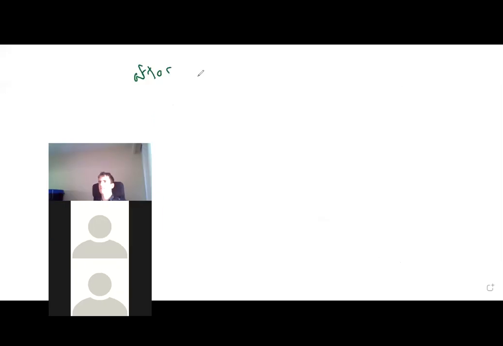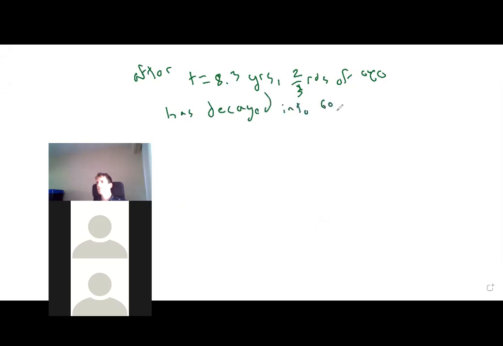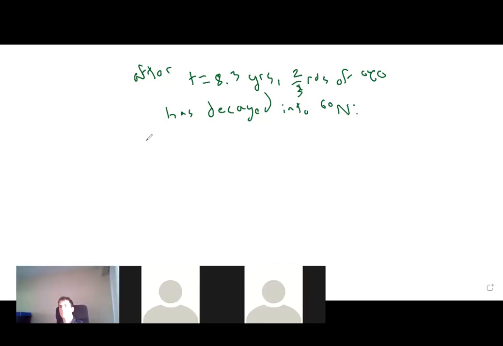Okay, so basically, right after all that time has passed, which was about 3 years, I think, 2/3 of the cobalt 60 has decayed into nickel 60. And the question is, what is the energy difference between the two elements?